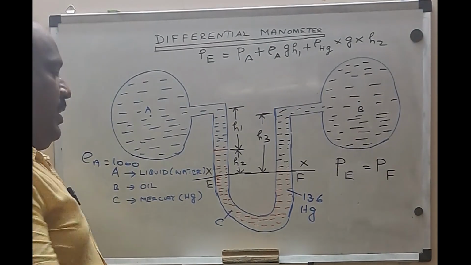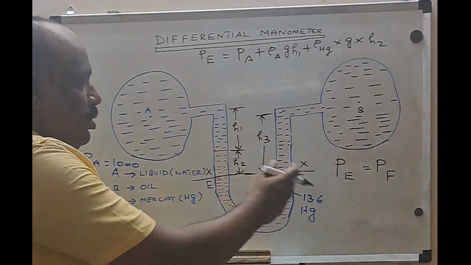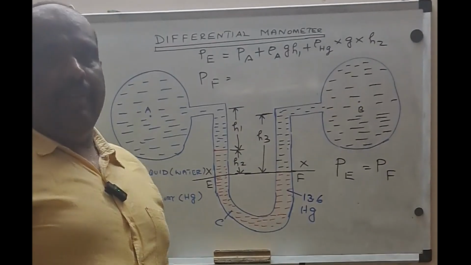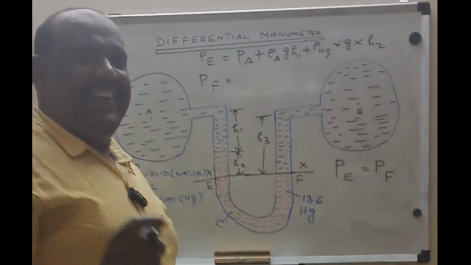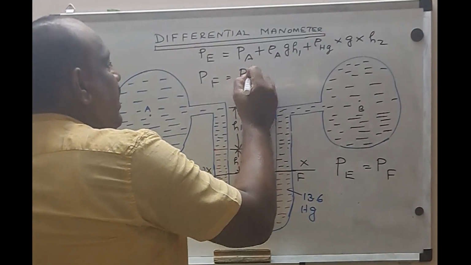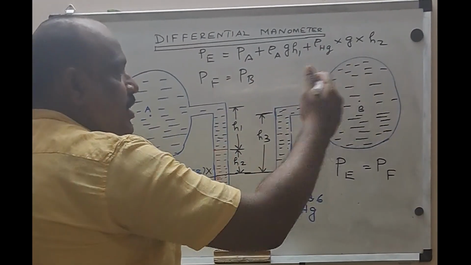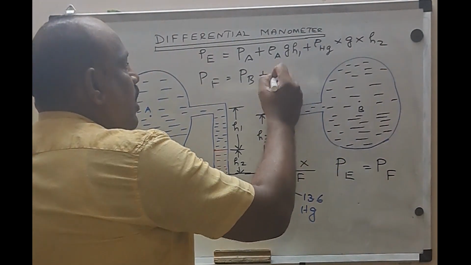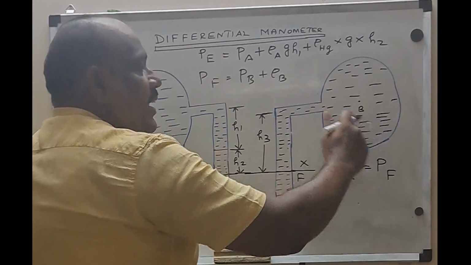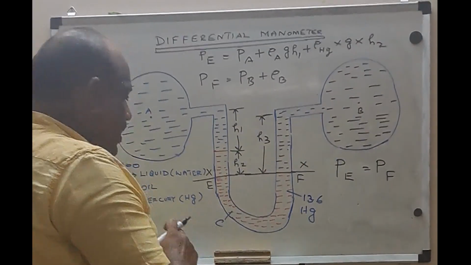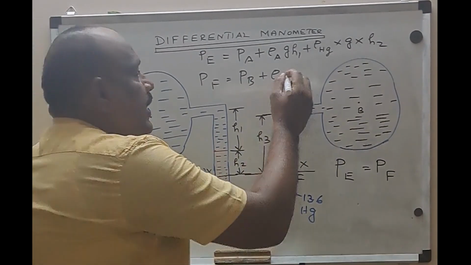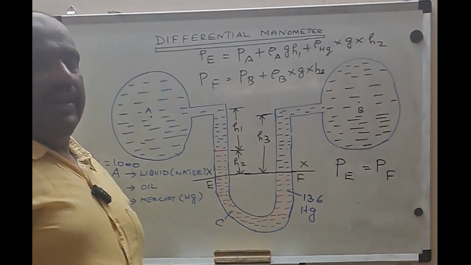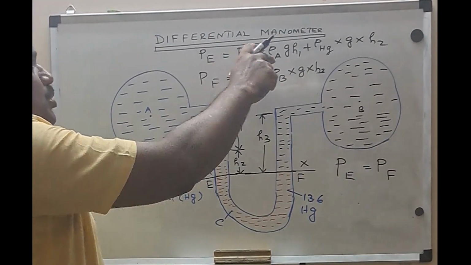Very simple. Now let us come to the other side, to PF. What will be PF? Yes, we have to start from PB. I am coming from this side, on the RHS. PB, there's only one fluid, plus rho B, because this is the density of this liquid, which in our example is 1200, into g, into H3.